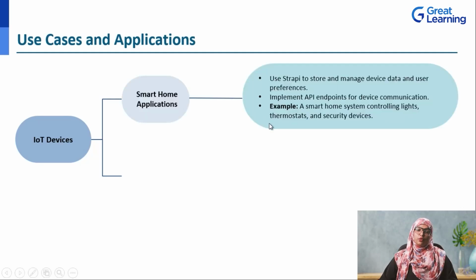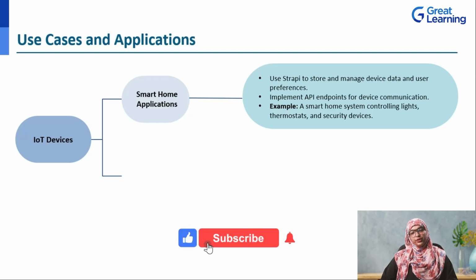Moving on to your next use case is your IoT devices. You have your smart home applications. You use your Strapi to store and manage your device data and user preferences, right? You will be able to implement your API endpoints for device communication. An example is a smart home system controlling your lights, controlling your ACs, controlling your security devices and all that, right?